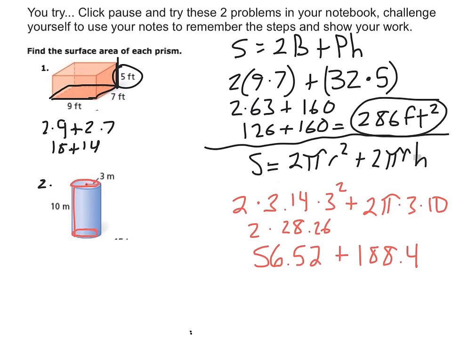So if I add these two together, 56.52, I got 244.9. That would be square meters. It's area, so remember to use square units. So the total surface area of this cylinder was 244.9 square meters. How'd you do?